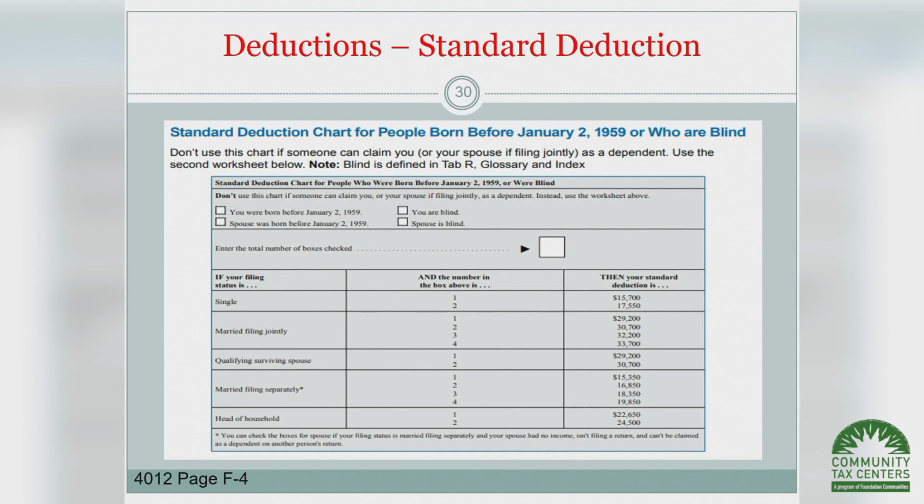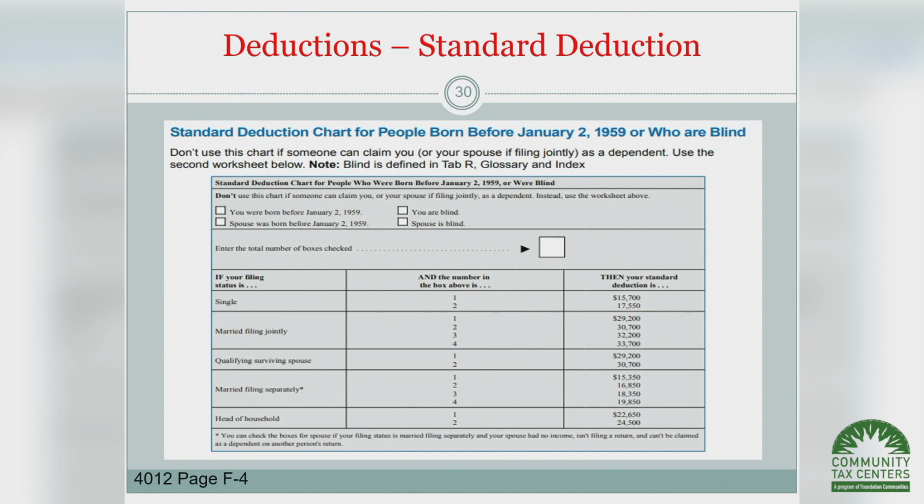What piece of critical information from the intake form would let the taxpayer or TaxSlayer know that this person is going to get an increased standard deduction? Yes. Birthday. Absolutely. So you see why this form is so important.